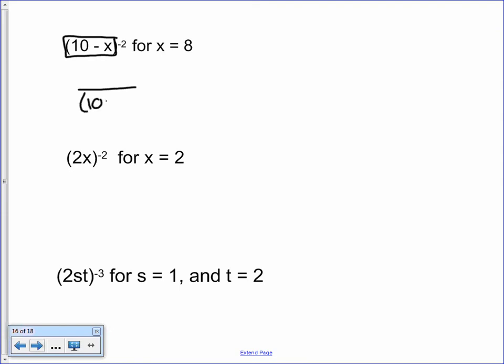So I'm still going to have that 10 minus x. I'm not going to touch that. But the exponent is going to become a positive 2. Okay, so we treat whatever's in parentheses kind of like a single variable. And we have that 1 on top.